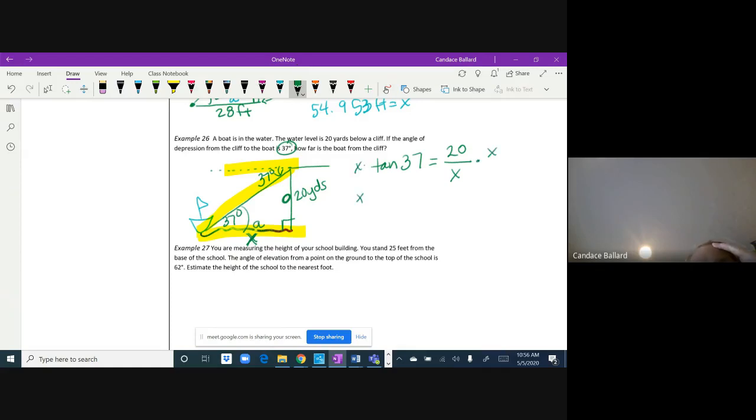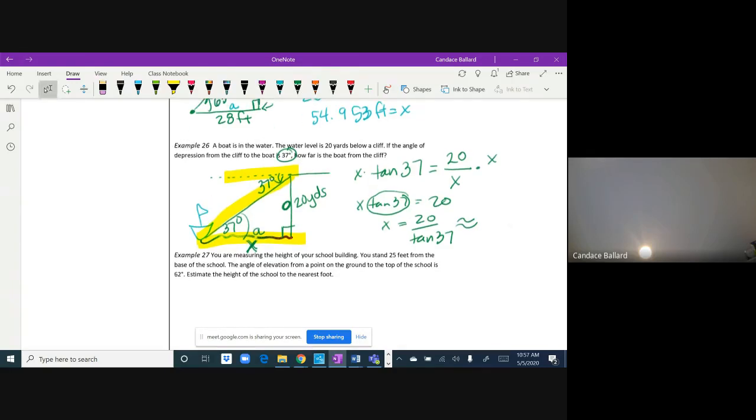All right, so we're just going to go x times tangent of 37 equals 20. And then I know that this is just an ugly decimal number that I haven't written as a decimal yet, and I'm going to divide by that ugly decimal number. And I really should have written an approximately on that last one too. Do we have any suggestions as to what that is in the chat?